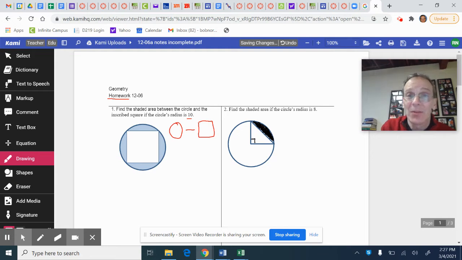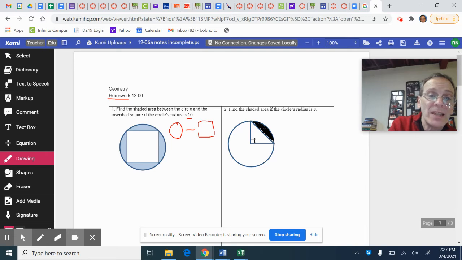We're not going to do any calculations today in these notes. We're going to identify strategies and make some connections also, okay? So the only piece of given information in this problem is that the circle's radius is 10.